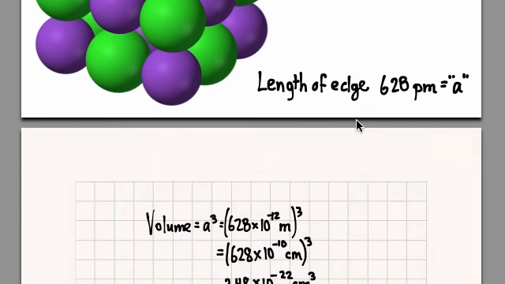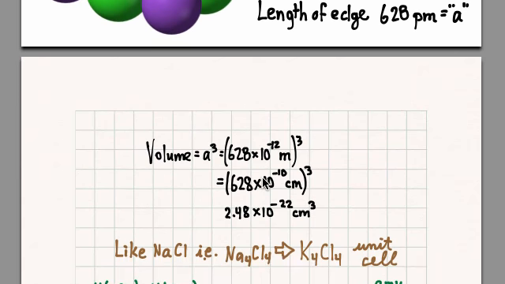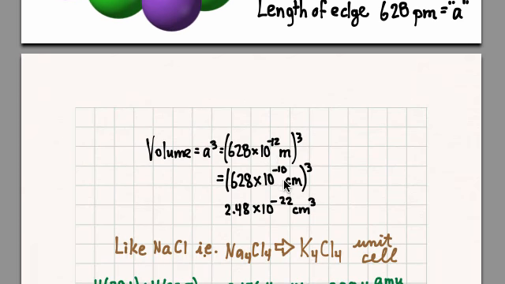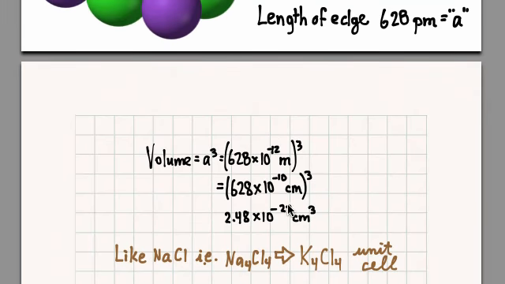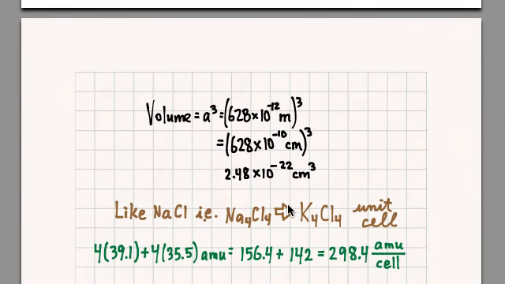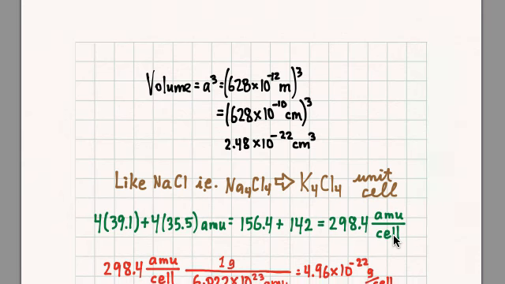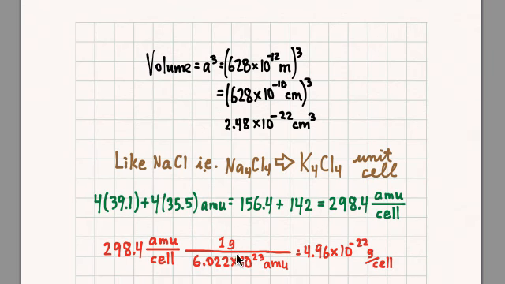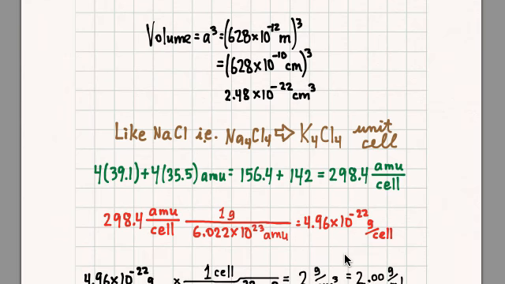So the cube of A would be the volume, and change it to centimeters, meters to centimeters. Take the cube, find the volume in milliliters. And we noticed it was just like the sodium chloride, so it had 4 potassiums and 4 chlorines in every unit. I added up 4 potassiums and 4 chlorines to get the AMU per cell. Then, just like I did before, I changed the AMUs to grams. Of course, it's a small number of grams for that one cell.